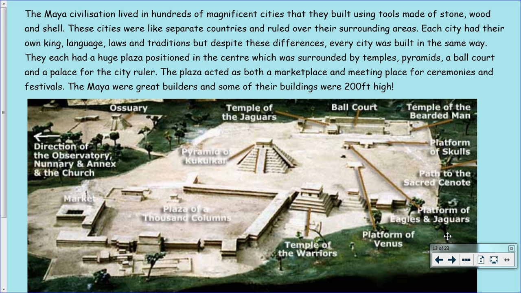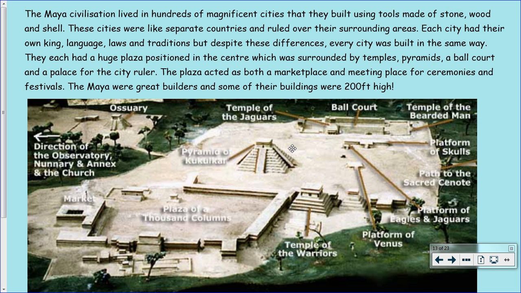The Maya were great builders, and some of their buildings were 200 feet tall. So back then they wouldn't have had nice cranes and things to make their building easy. If you think back to our science last term and our levers and pulleys, that would definitely have been things that they used to build their temples and pyramids.